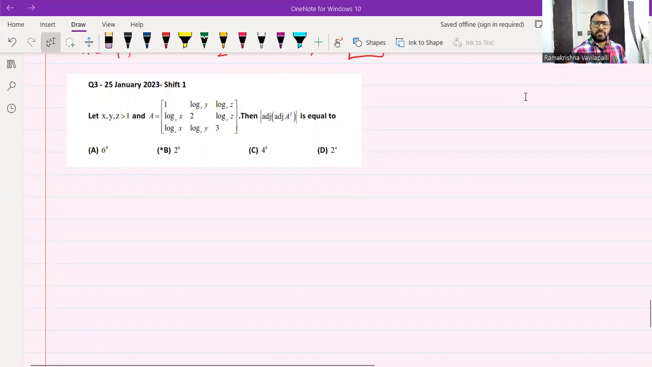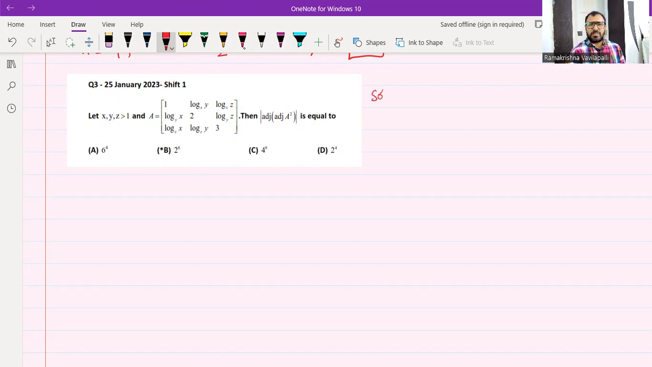Here is another question asked in January 23. This model is very, very important. A is given, and they are asking what is the determinant of adjoint of A.